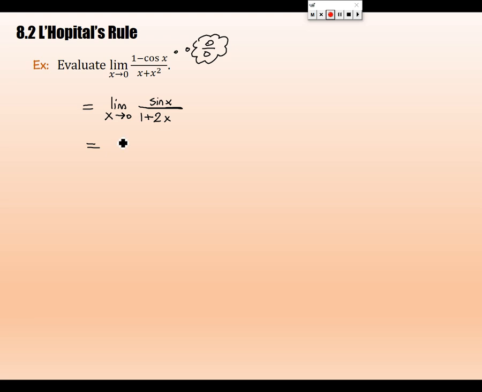So we're ready to plug in 0 now, can we? 0 over 1. Is that okay? So it has to be 0 over 0. 0 over 0 is indeterminate. 0 over 1 is not indeterminate. 1 over 0 is indeterminate. That's just either infinity or negative infinity.